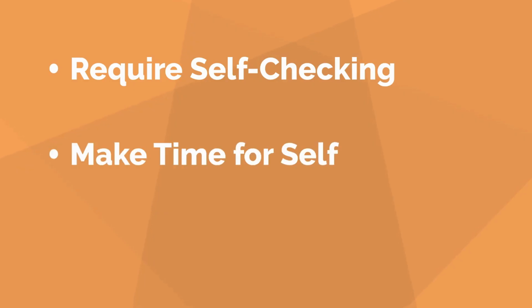The following are some strategies for teaching self-checking in the classroom. Require self-checking. After returning assignments, ask students to correct their errors and to write a sentence about why points were deducted. Make time for self-checking. Set aside class time for students to check over assignments before handing them in.